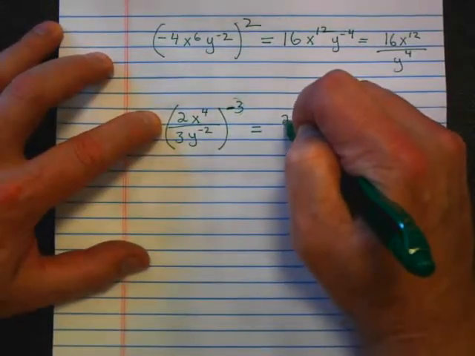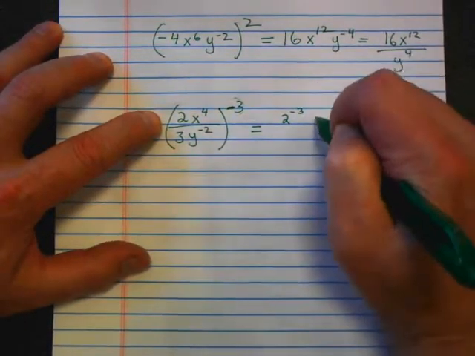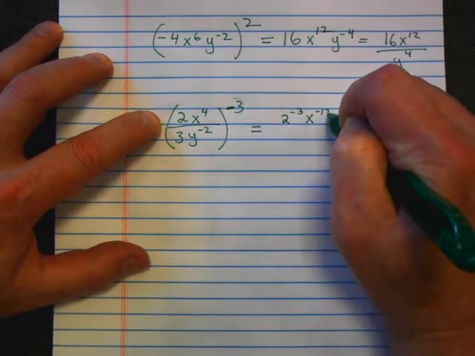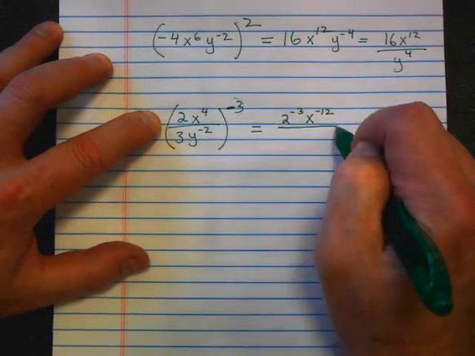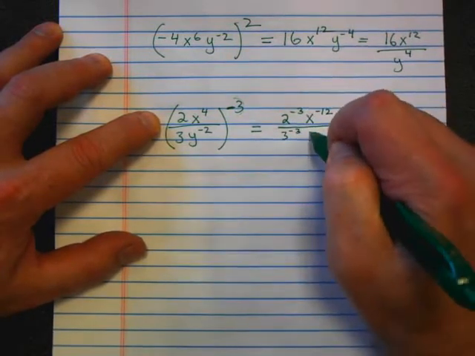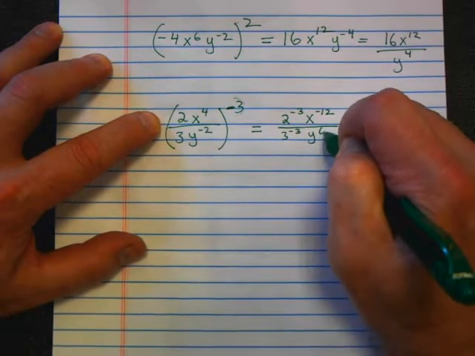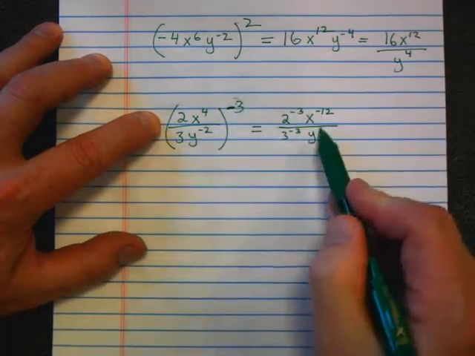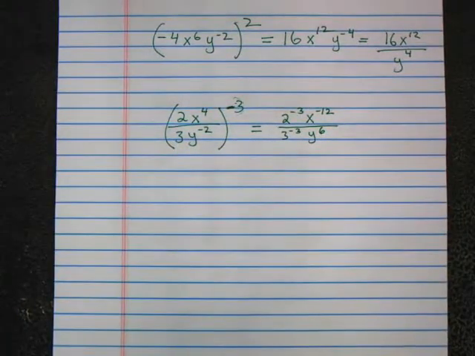I'm going to write it as 2 to the negative 3, x to the negative 12, over 3 to the negative 3, y to the positive 6, because negative 2 times negative 3 is positive 6. So I would get rid of that parenthesis thing first, and then I would worry about moving stuff.